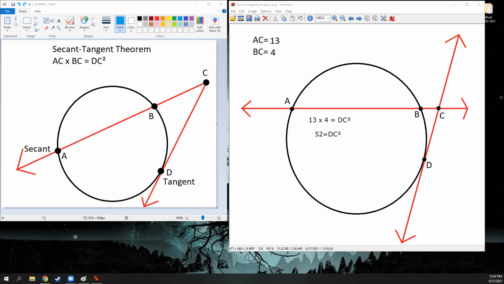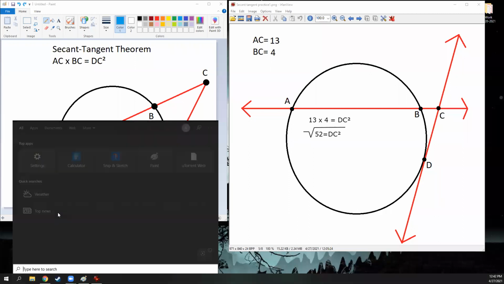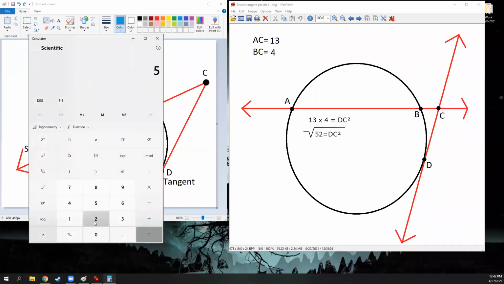All right, well, what do we do now? How do we get rid of this squared? The answer isn't 52. DC isn't 52, right? Because we still have DC squared. Well, the opposite of squared is square root. You square root everything, and that cancels the squared out here, and you just get the square root of 52 equals DC. Going back to our calculator, square root of 52. We get 7.21, and that's it, equals DC. That's your answer.